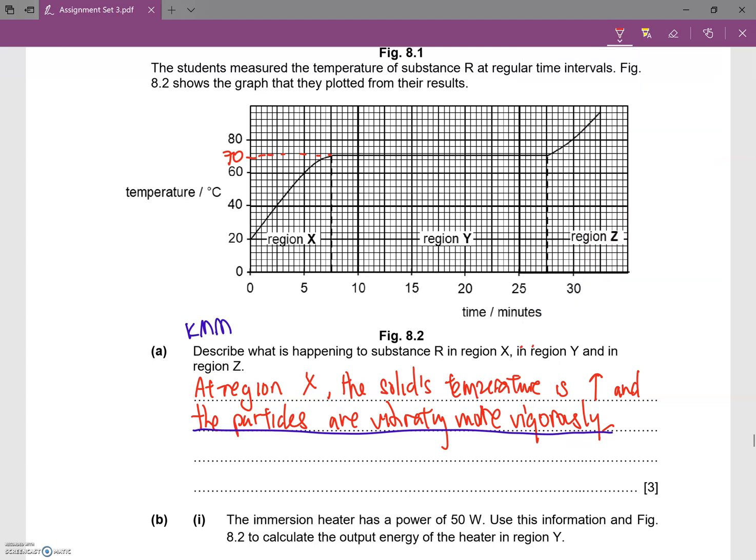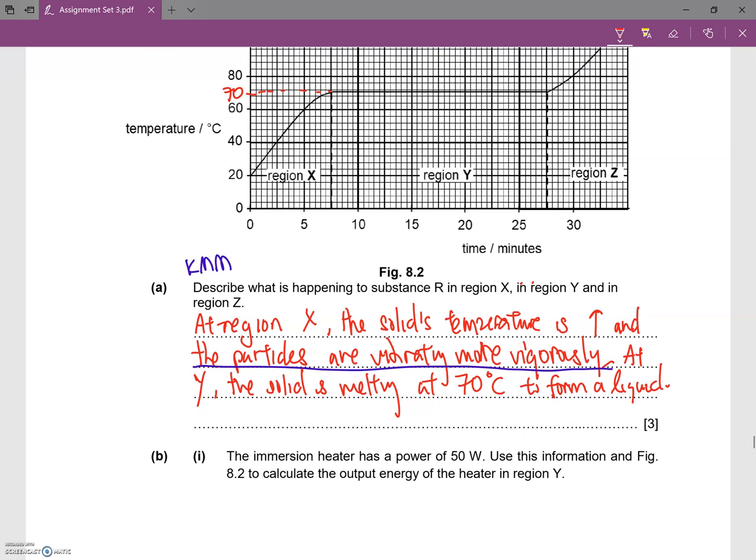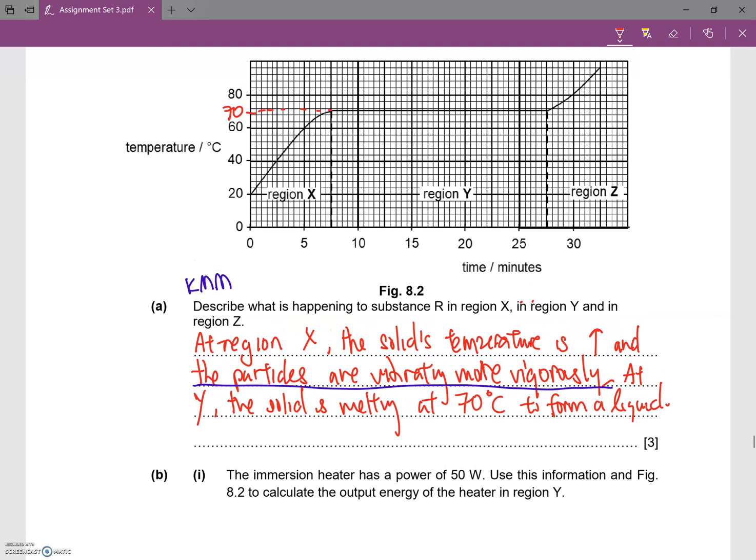So the solid's temperature is increasing at region X. At region Y, the solid is melting at 70 degrees Celsius to form a liquid. Actually, what's happening here is that the particles are being spaced further apart, from very closely packed to become closely packed.